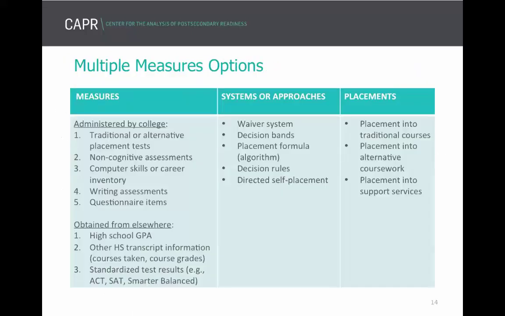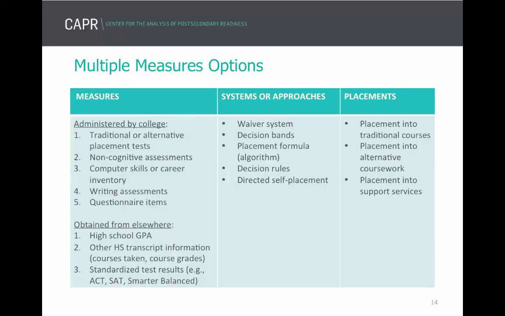So if you're thinking about using a multiple measure system, there are different decisions you have to make. This chart comes from a paper on the CAPR website that talks about what some of the options are. Basically, what you've got to do is figure out what measures you want to use, how you're going to combine them, because as soon as you have more than one, you've got to figure out what to do with them. And then what you're going to use the results for.